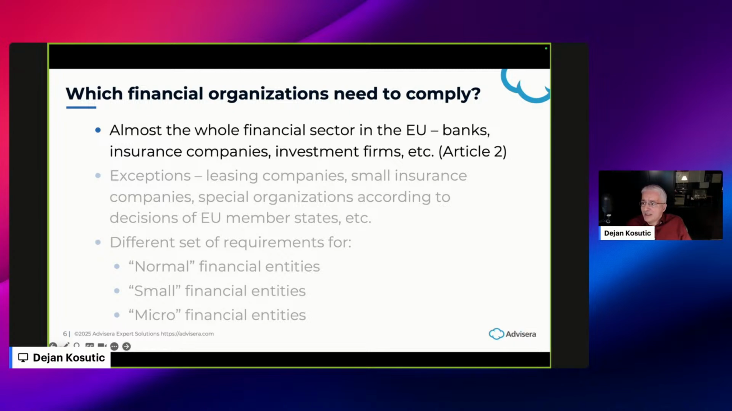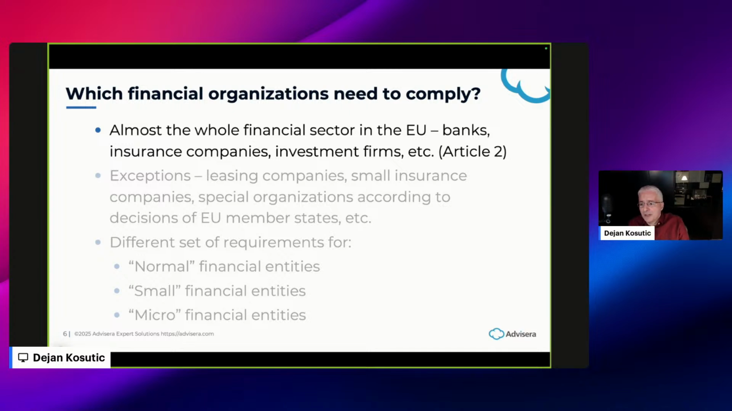Great, so let's start with the next slide, which is about which financial organizations need to comply. DORA says that almost the whole financial sector in the European Union needs to comply: banks, insurance companies, investment companies, basically it goes very widely. If an entity is already registered with a financial authority, then typically it would need to comply with DORA as well.